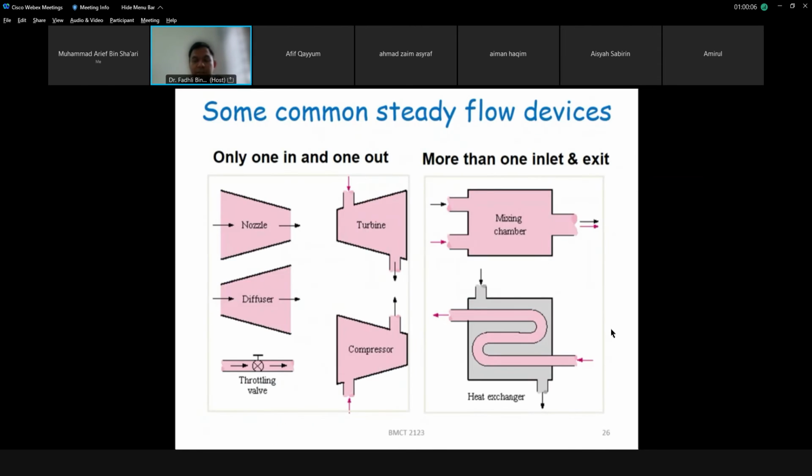Okay, last one, yang ni nozzle. Sorry, not nozzle. The devices. They have 2 category of devices. The first category, nozzle, diffuser, throttling valve, turbine, and compressor, have a single inlet and a single outlet. For the second category, mixing chamber and heat exchanger, they have multiple inlet or outlets.